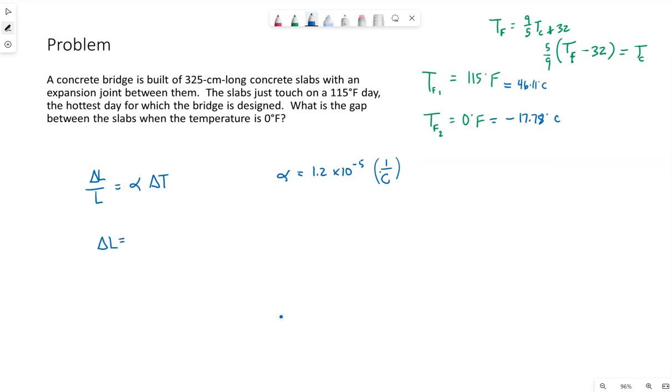So our change in length is going to be alpha L delta T. We have alpha. L is the length of that slab. Delta T is just our difference in temperature. It doesn't matter which one we put first because we're not necessarily talking about initial and final. Though, if we want to say our final temperature is this colder temperature and initial is the hottest temperature, we would take the final value minus the initial value. These are both in degrees Celsius, meaning they will cancel with these units in alpha.